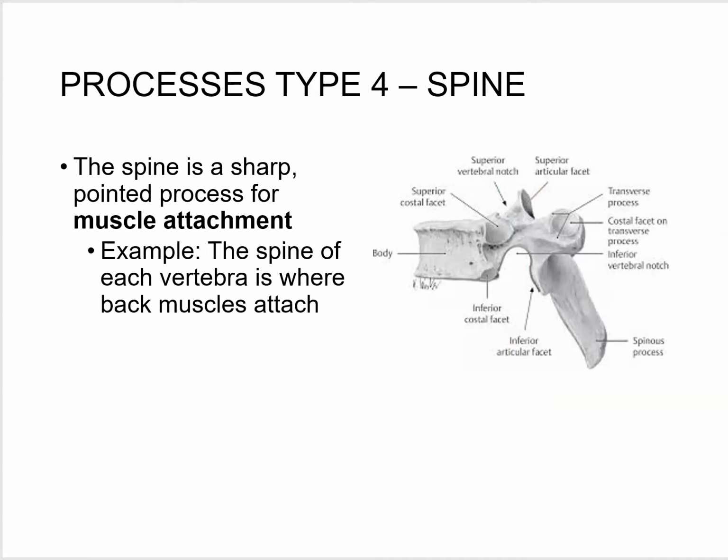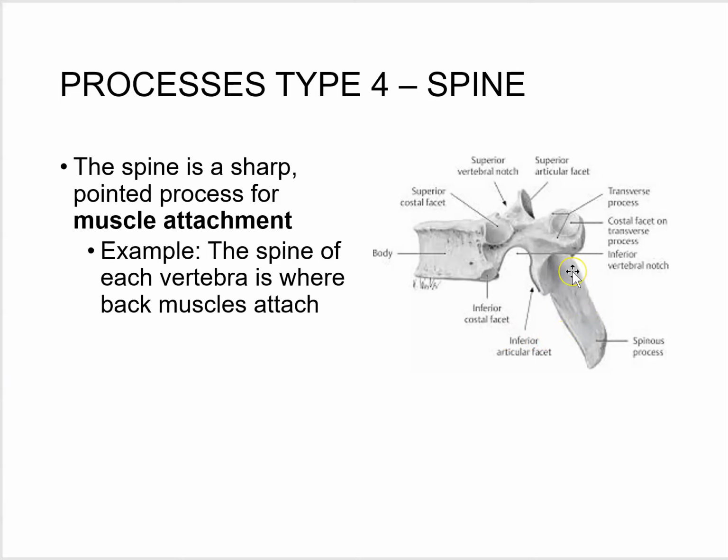Number 4, we have a spine. A spine is generally seen as a pretty sharp, pointed attachment. We can feel a number of spines in the body. One of the reasons that they may feel more sharp than others really depends on how much skin and muscle is on top of them.